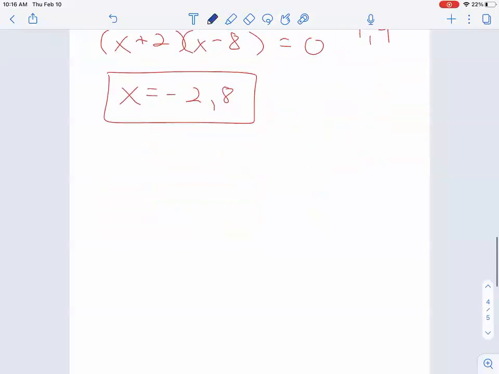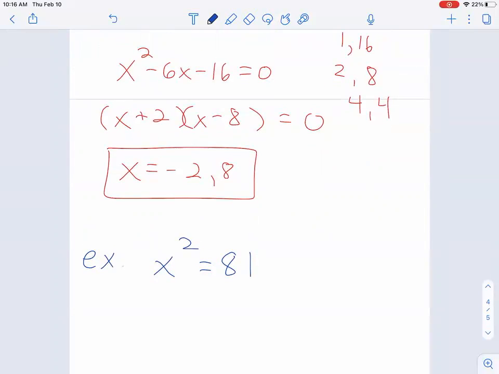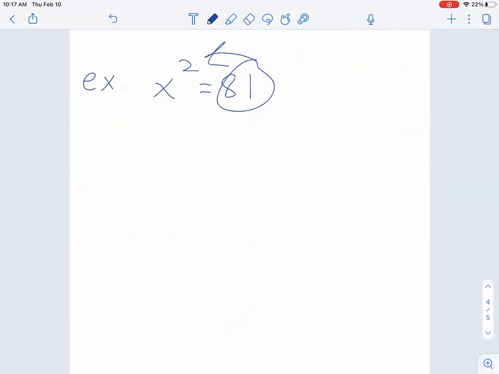All right, let's do one more here. So let's say we have x squared equals 81. All right, there's a few ways you could do this, but remember that what we did in the previous problem was we got everything on one side. So in this problem, I'm going to move the 81 over to the left by subtracting 81 from both sides. So I get x squared minus 81 is equal to 0. Okay, so I moved it to the left side.